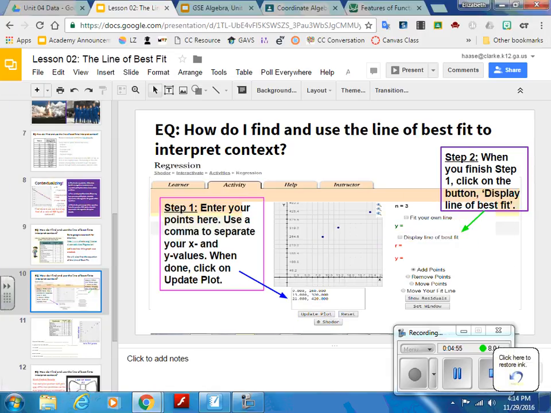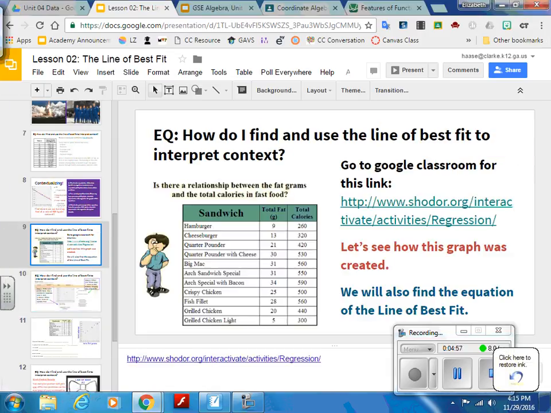So let's go back to that data. All right, our first coordinate pair is 9, 26. So I'm going to use our ShowDoor link.